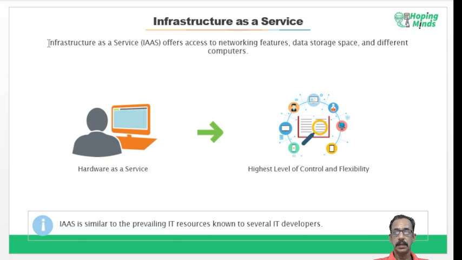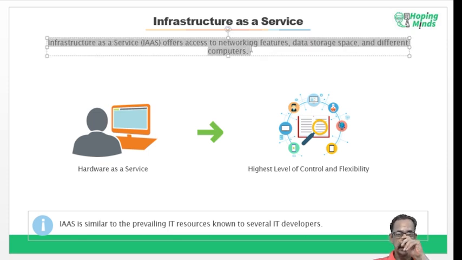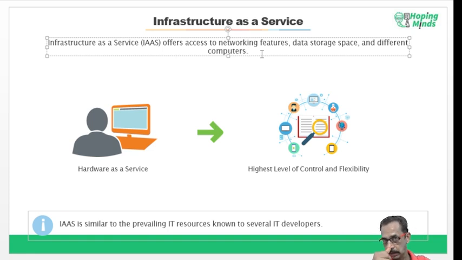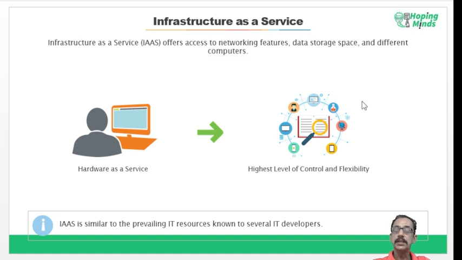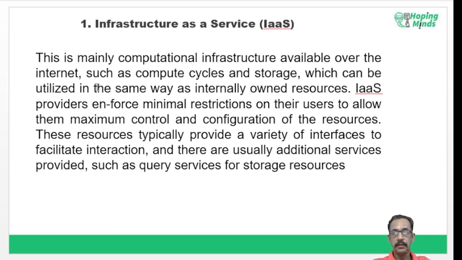Infrastructure as a service, IaaS, offers access to networking features, data storage space, and different computes. If you're asking only for the space, the networking, or the computers, the remainder you have to manage yourself. You can say you are asking for hardware as a service, where you have the highest level of control and flexibility. Now the main definition.